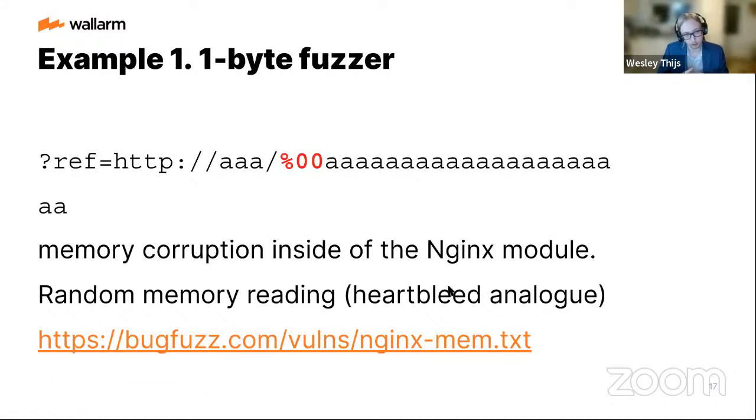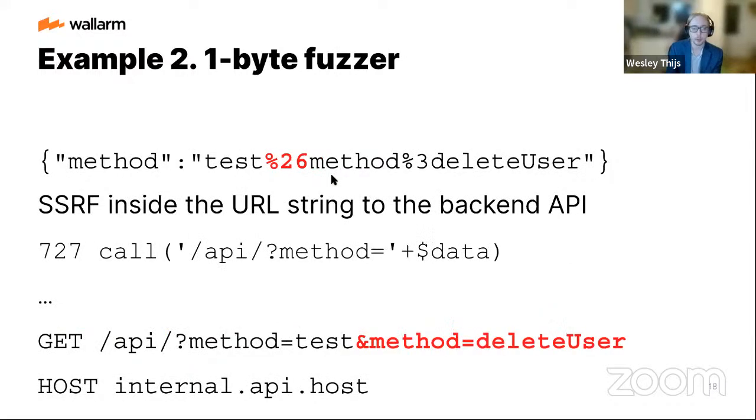An example 1.1 that we can give is a byte fuzzer, which in this case, we will try to induce memory corruption in the Nginx module by inducing a null byte in there. And that might allow us for random memory reading, something very similar to the Heartbleed bug for SSL. Another example that we can give is, again, byte fuzzing.